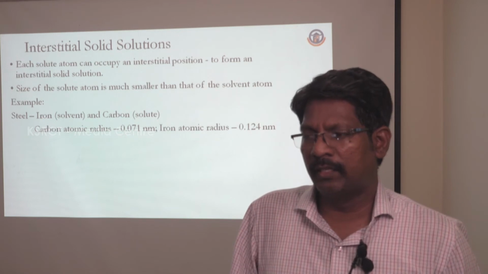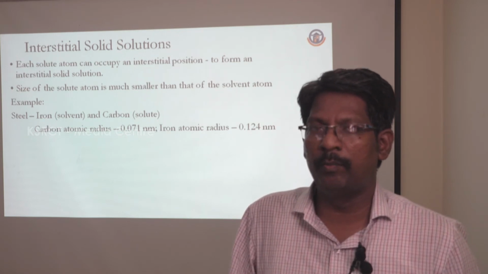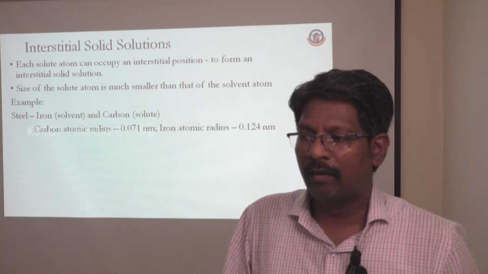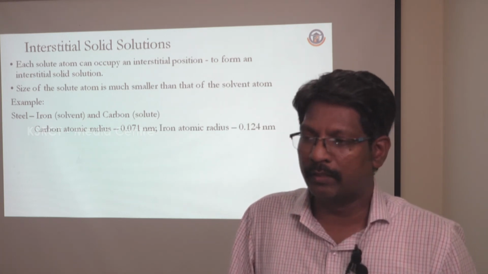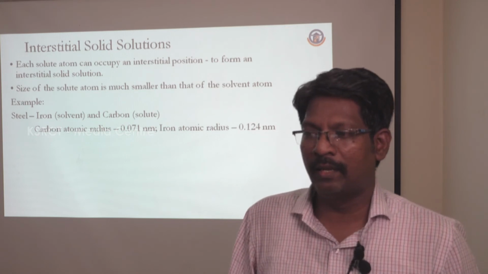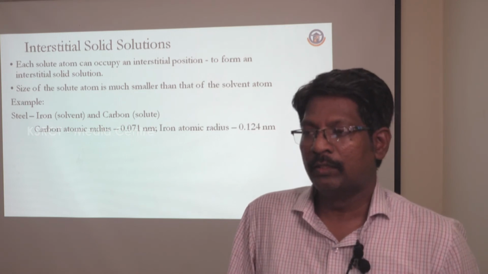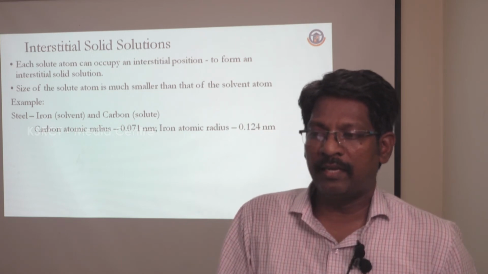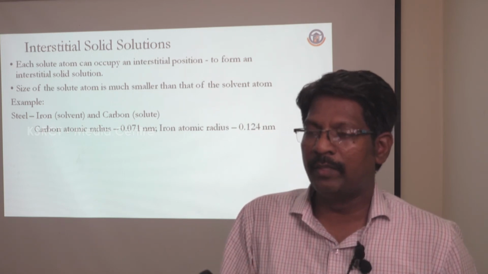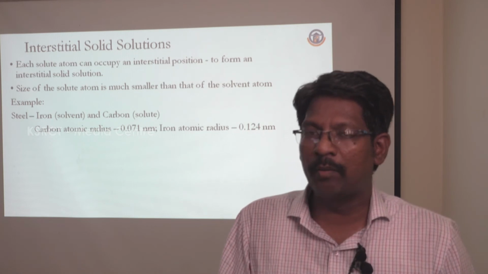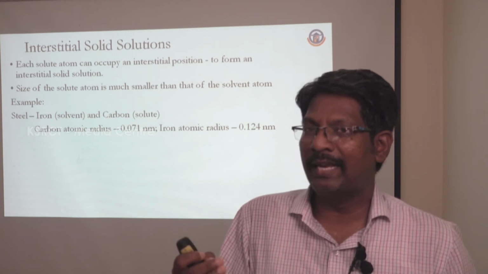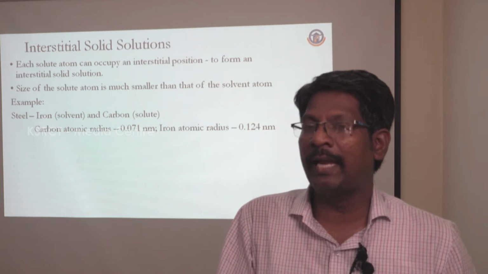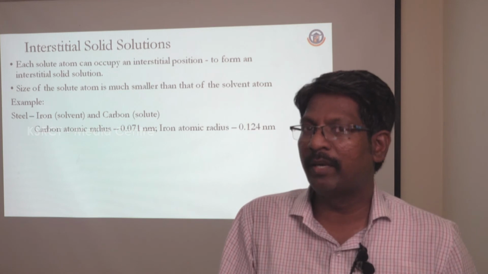The atomic radius of carbon is 0.071 nanometer and the atomic radius of iron is 0.124 nanometer. So you can observe the difference in the atomic radius. In this case, iron will be the solvent atom, and carbon will be added as a solute. The atoms of carbon will be placed in between the atoms of the solvent, which is nothing but the iron atoms.